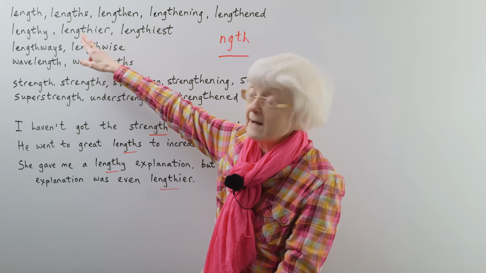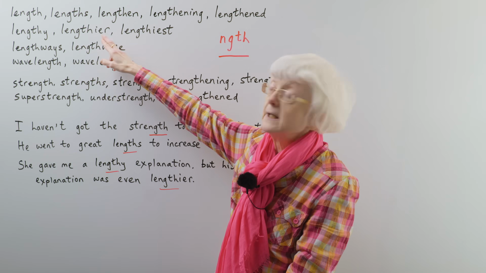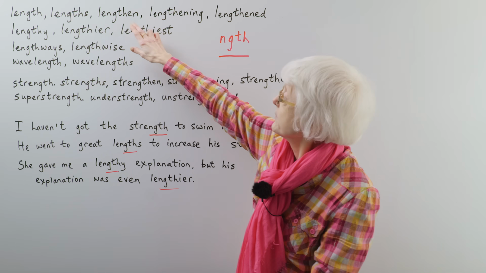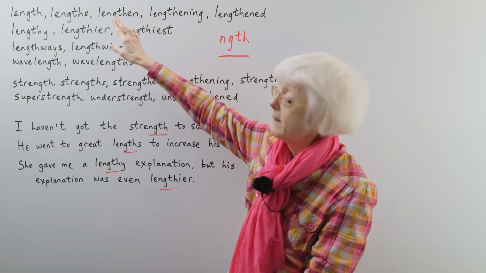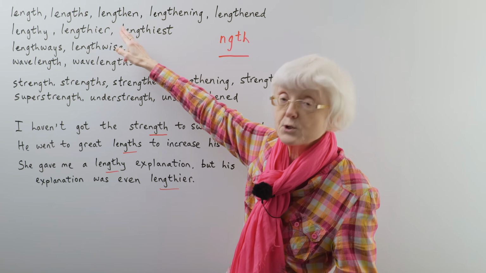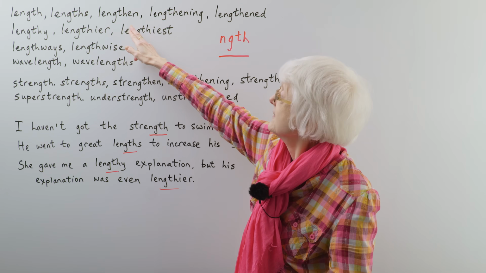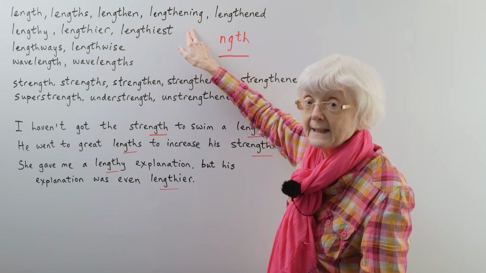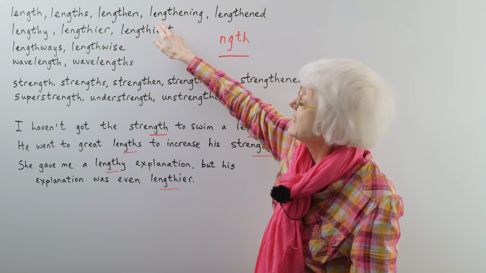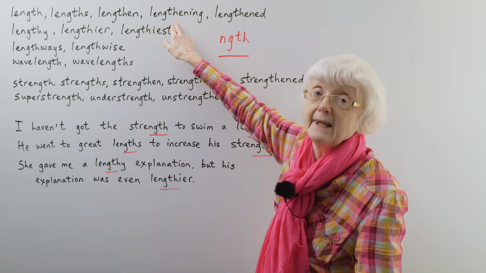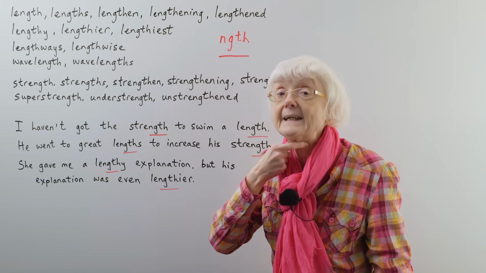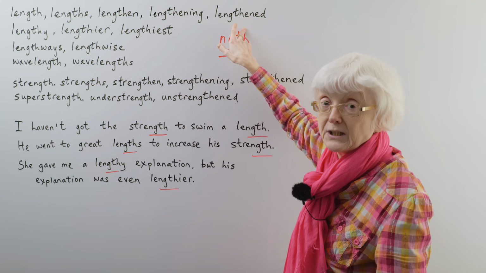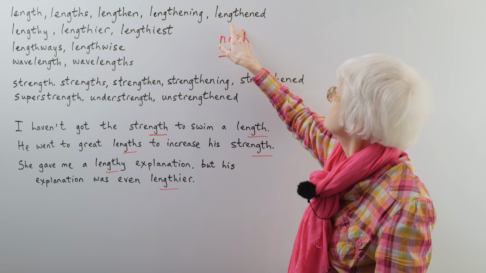So we have length, lengths, lengthen. So this is then the verb. To make something longer is to lengthen it. Okay. Lengthening. So you've got an ing sound at the end as well as the ngth in the middle. Lengthening, lengthening, like that. And lengthened, lengthened.